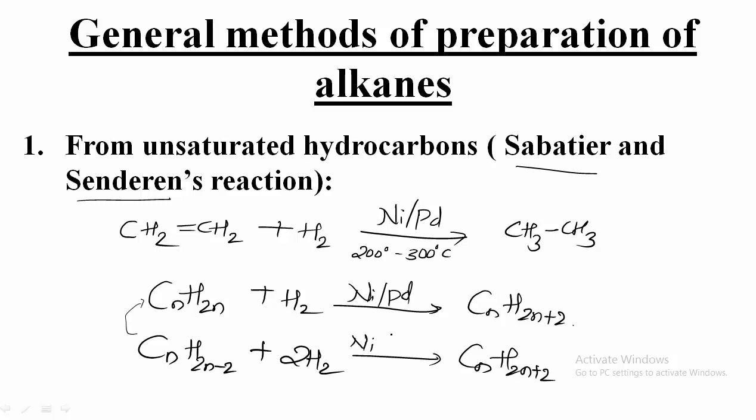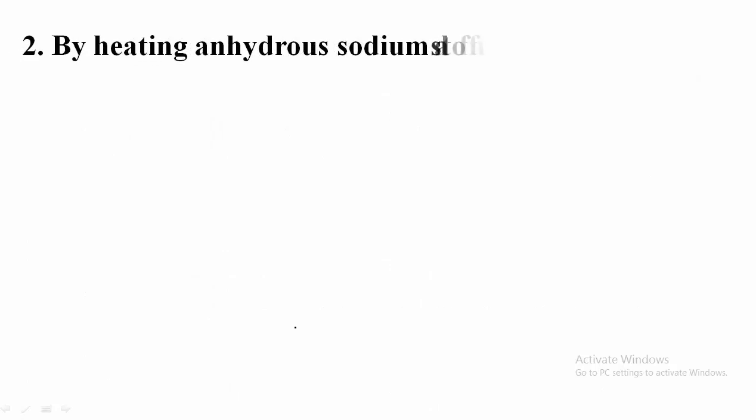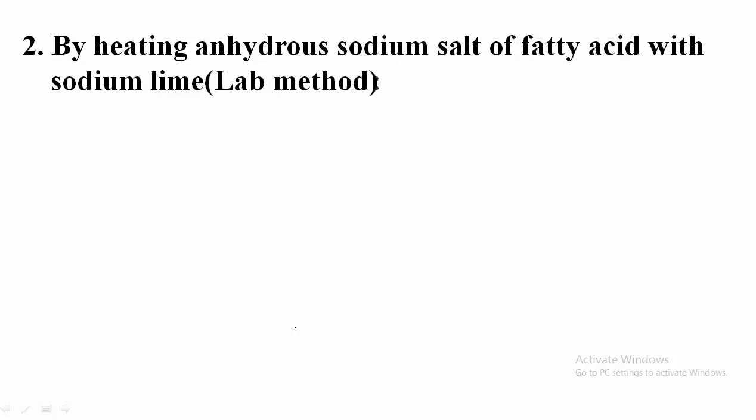This also takes place in the presence of a catalyst, at a temperature of 200 degrees Celsius to 300 degrees Celsius. So this is one method to prepare alkanes. Now let's see another method of preparation of alkanes: by heating anhydrous sodium salt of fatty acid with soda lime.